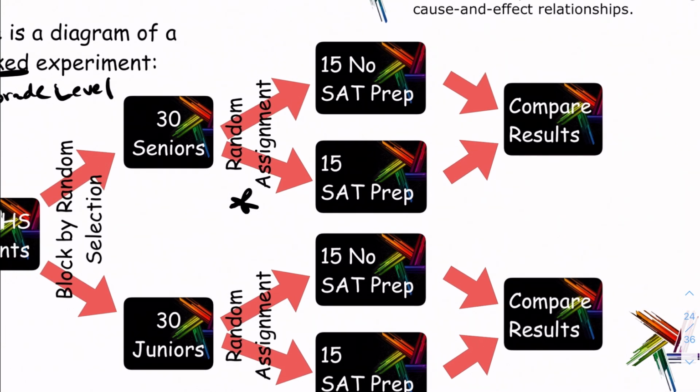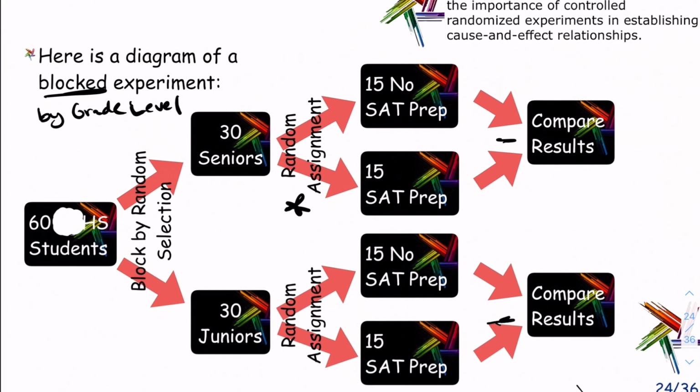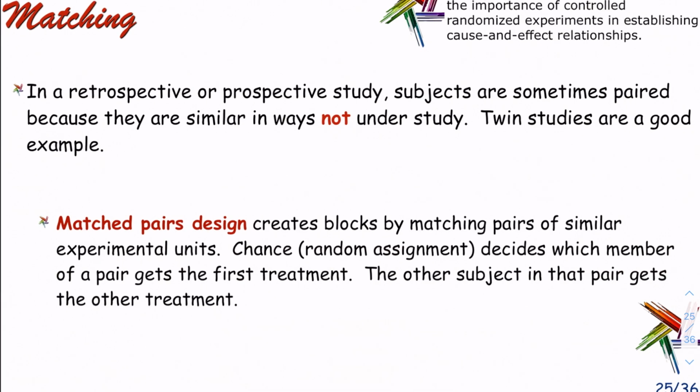And then what we're going to do is compare the results from those blocks. We're going to compare our SAT and no SAT prep class for both juniors and seniors and see if there is an effect from Mr. DF's SAT 0-hour prep class. So that is the design I want you to be able to create when looking at an experiment.